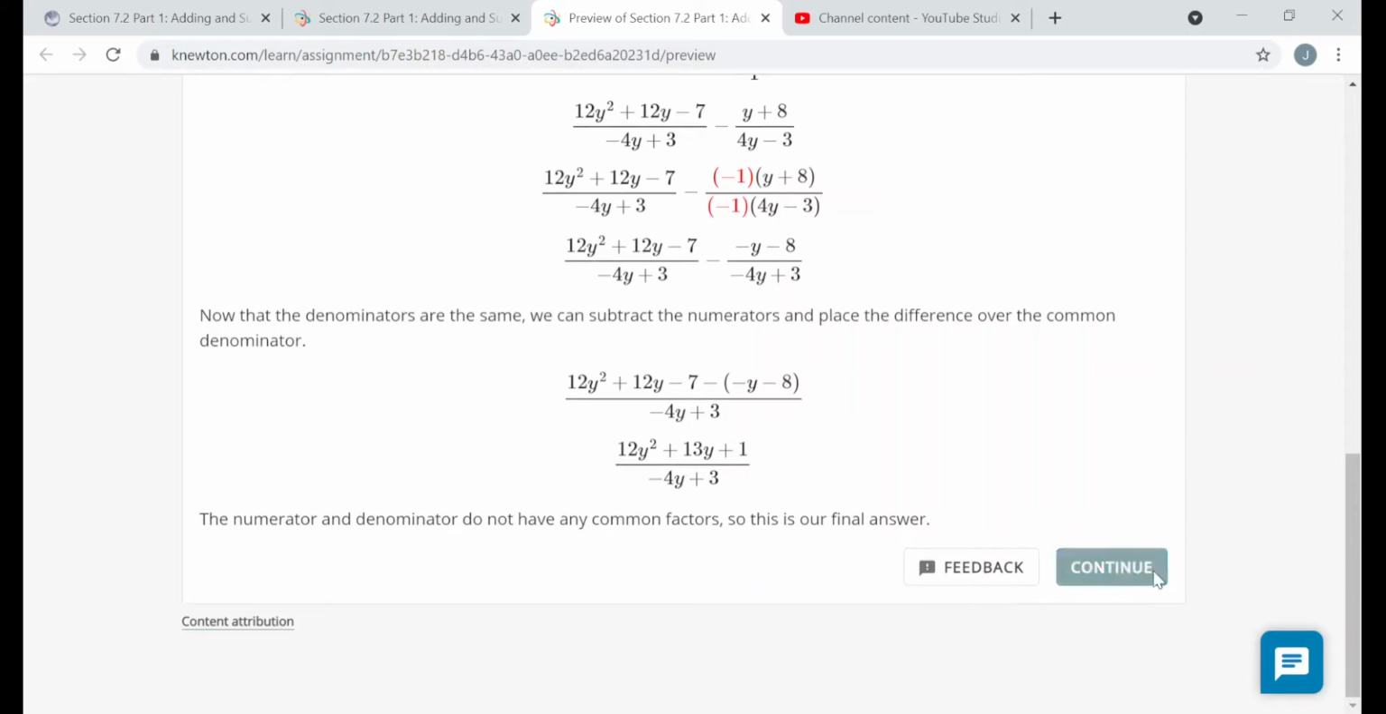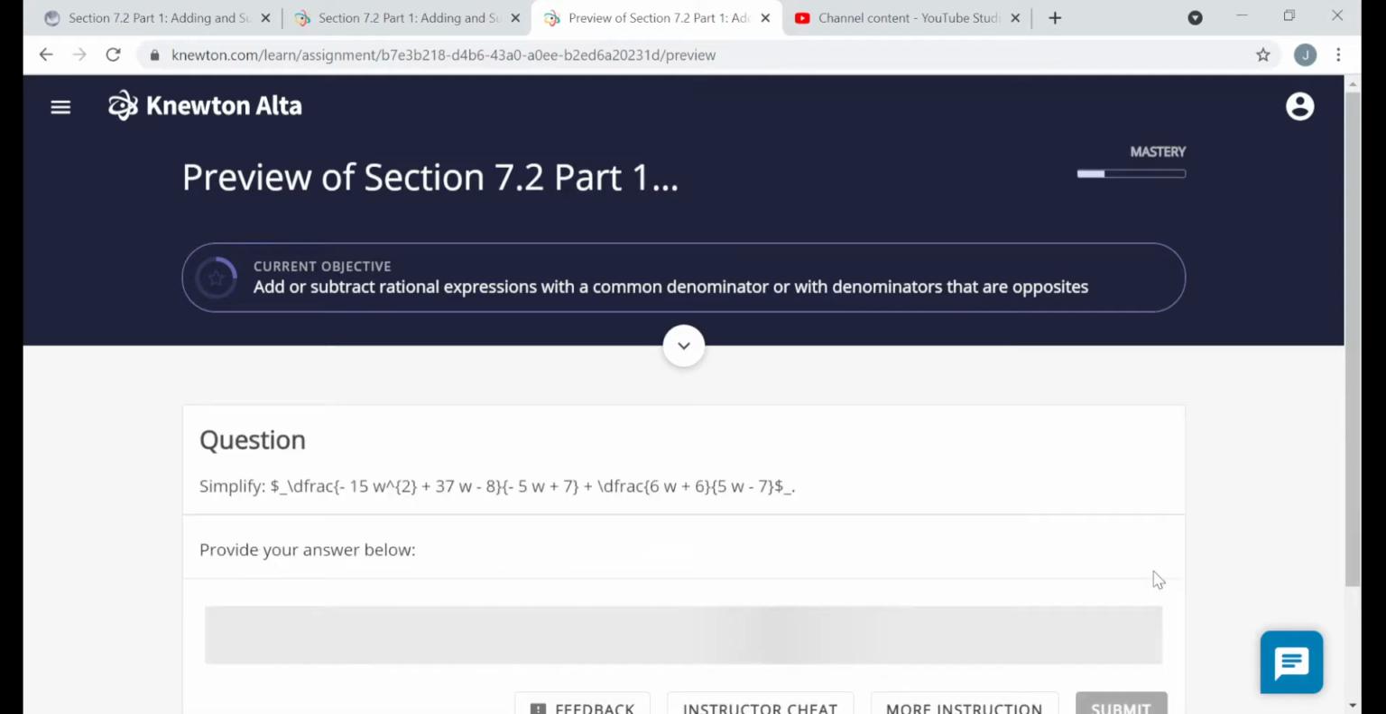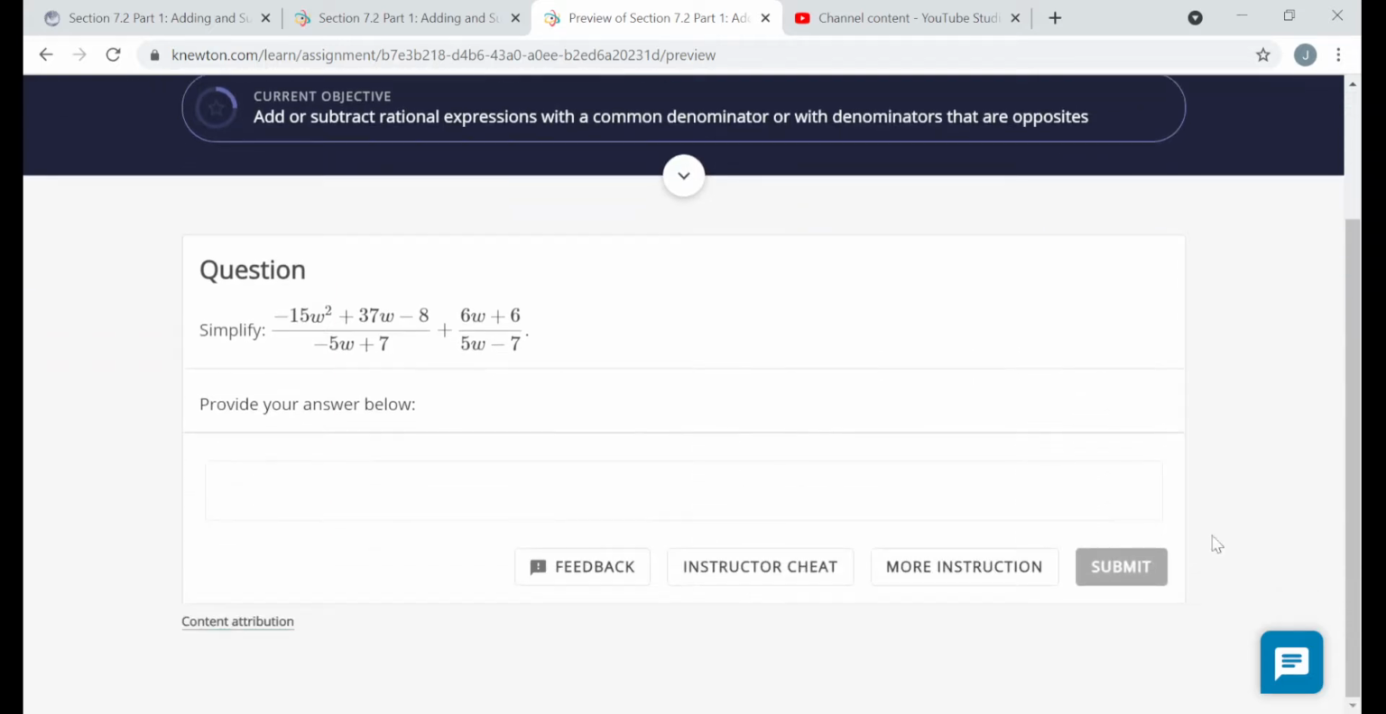All right. So the next question. Same objective, it's the same objective for all the questions. So once again, I'm going to write out this problem here whenever it pops up. Here it is. And once again, we have opposite denominators. See, one of them is 5w minus 7, and the other one is just negative 1 times 5w minus 7, or negative 5w plus 7. So this will be very similar to the first question.